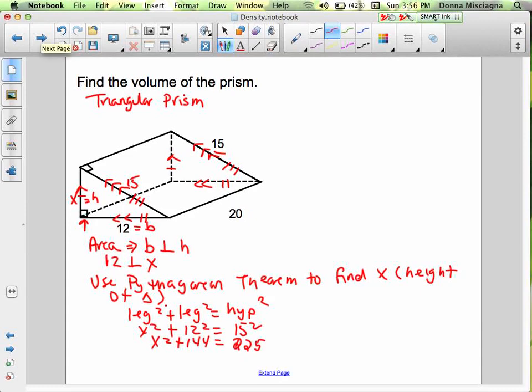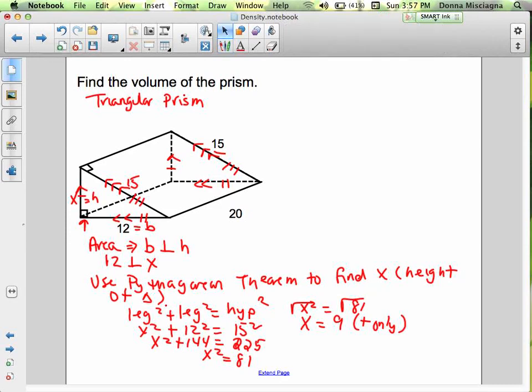Subtract 144 from both sides, and x squared equals 81. If we take the square root of both sides, we only want the positive, right? There is a positive and a negative number that when squared will equal 81, but this is a length, and so we only want the positive. So x is going to be 9, positive only.